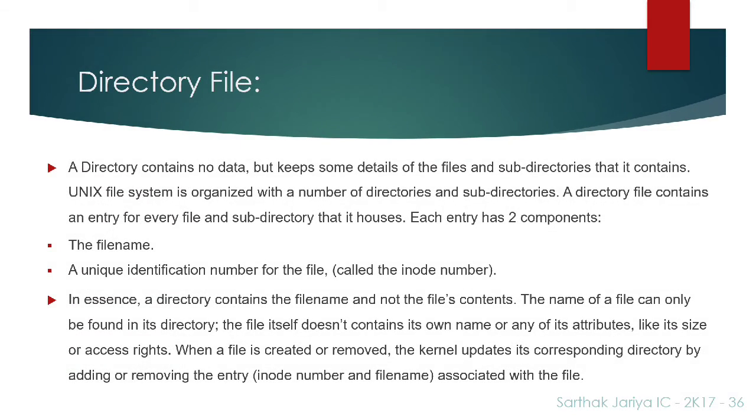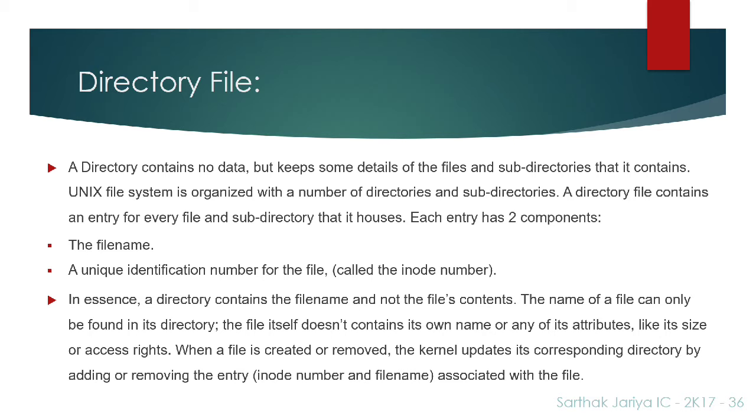Directory file. A directory contains no data but keeps some details of the files and subdirectories that it contains. The Unix file system is organized with a number of directories and subdirectories. A directory file contains an entry for every file and subdirectory that it houses. Each entry has two components, the file name and a unique identification number for the file or directory called the inode number. In essence, a directory contains the file name and not the file's contents.